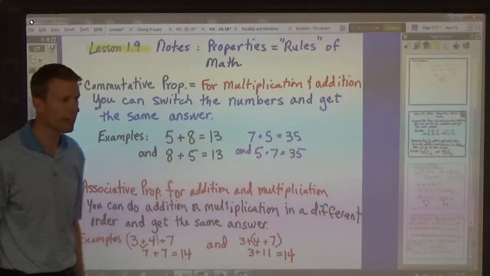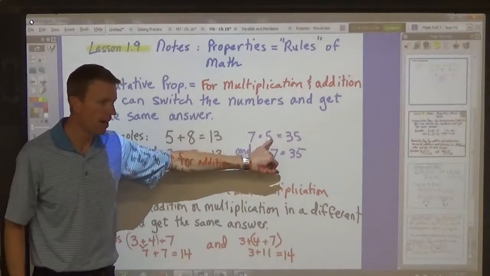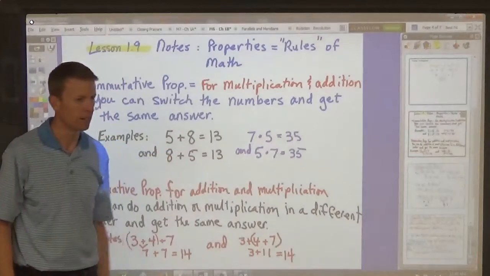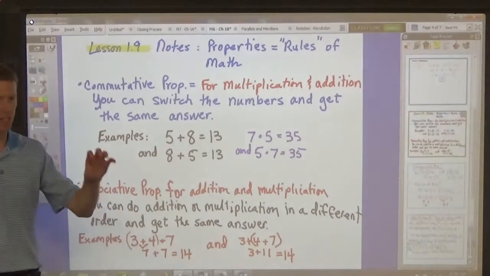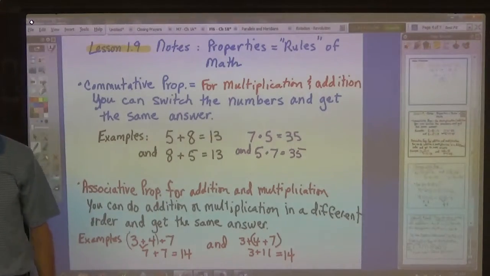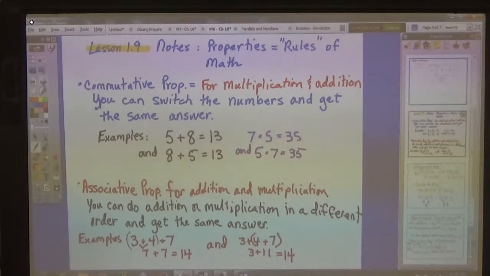Commutative also works for multiplication. In other words, 7 times 5 is 35, or 5 times 7 is 35. So it doesn't matter. You can switch the numbers and get the same answer. Are you writing these down? This is called the commutative property of multiplication and addition. The commutative property: you can switch the numbers and get the same answer.